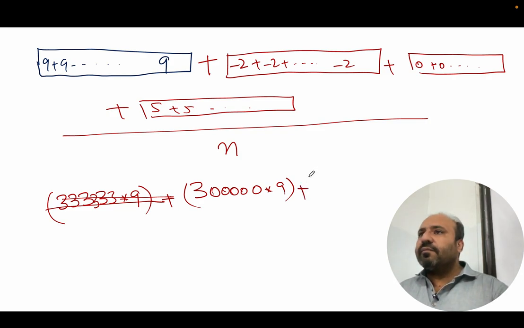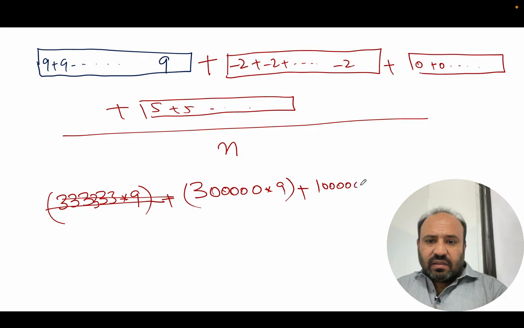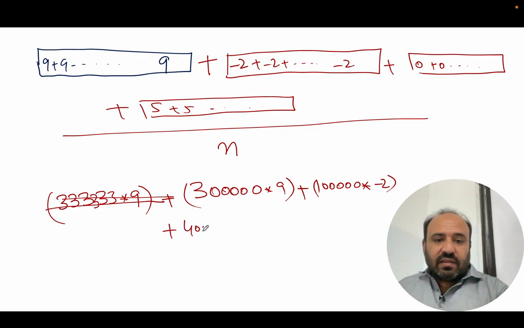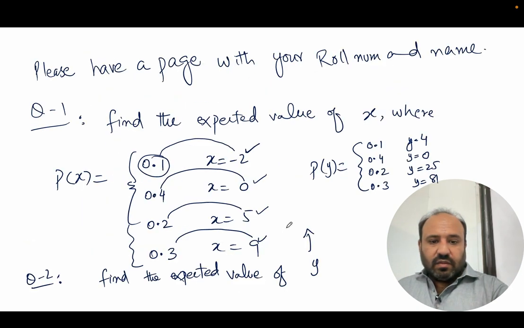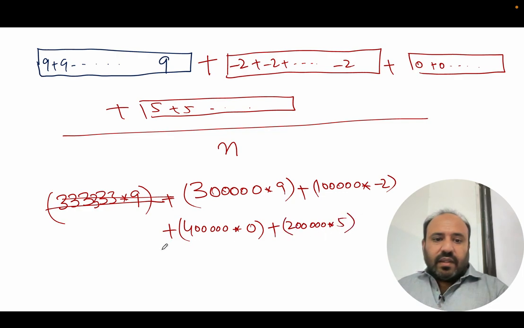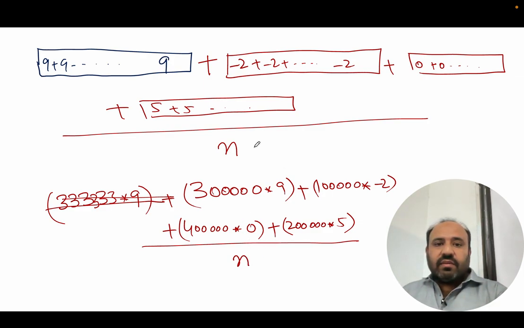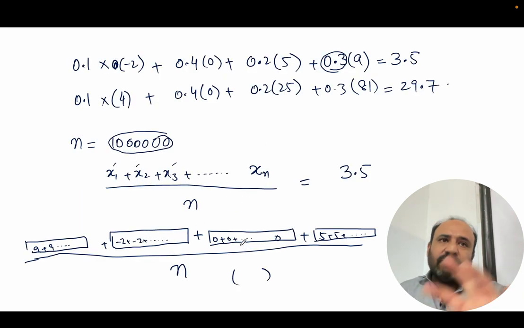Plus, how many minus 2's are there? Minus 2's are 10%. So they will be, in the data, these many. Plus, how many zeros are there? 40%. Plus, how many 5's are there? 5's are 20%. Divided by a million, which is n. Make sense? Now, by the way, this is a simple average. I was just taking the average and rearranging the numbers. This is a simple average of a lot of numbers. Okay. Now, you can see we have this thing.